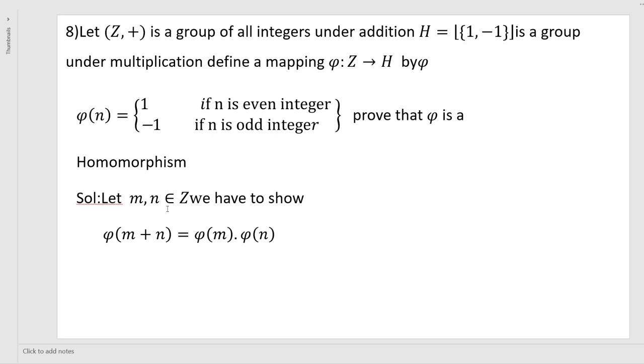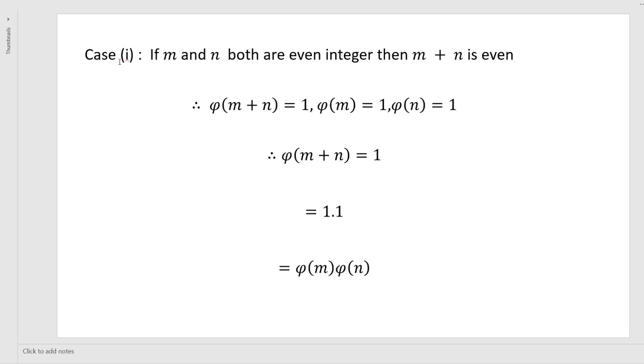Consider two elements from Z. We have to show that phi of m plus n is equal to phi of m into phi of n. Here, m and n are integers. Whether they are even or odd is important. So, consider case 1.